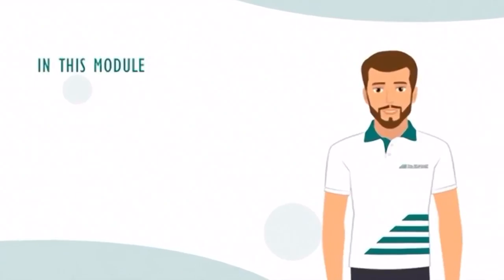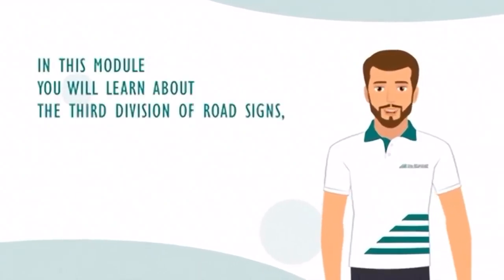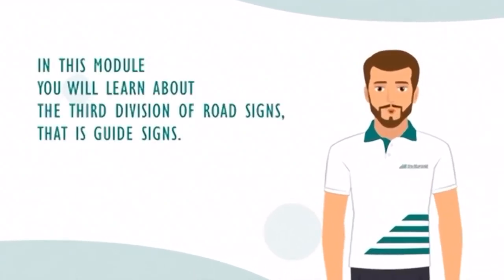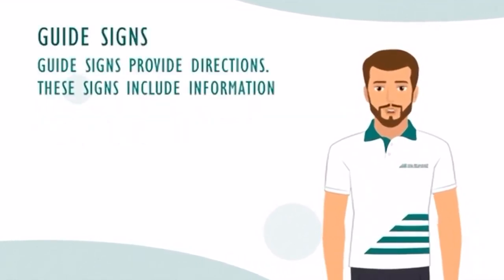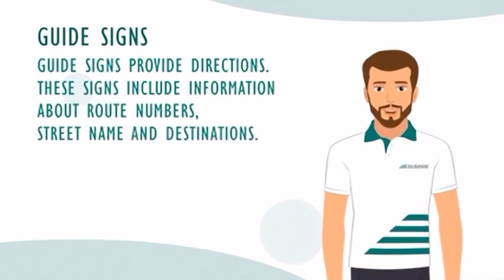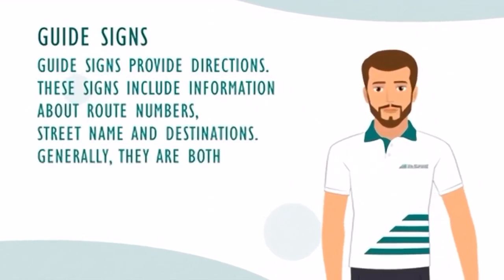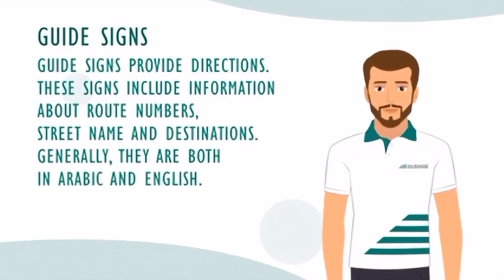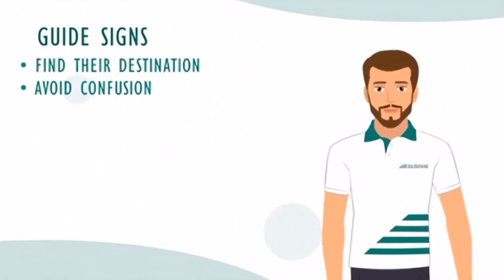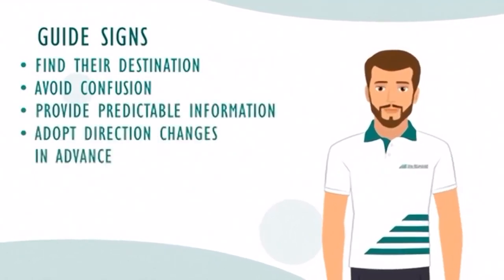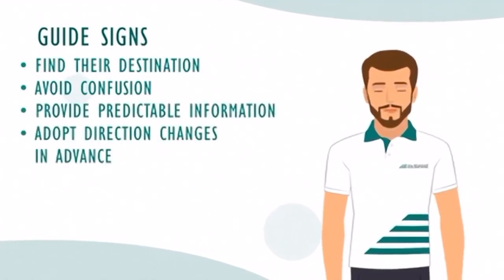In this module, you will learn about the third division of road signs, that is, guide signs. Guide signs provide directions, information about route numbers, street names and destinations. Generally, they are both in Arabic and English. These signs help motorists to find their destination, avoid confusion, provide predictable information, and adopt direction changes in advance.